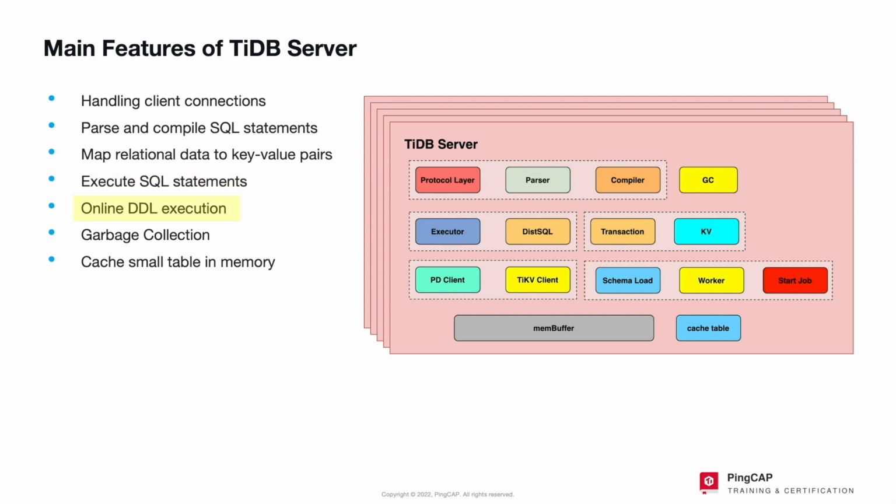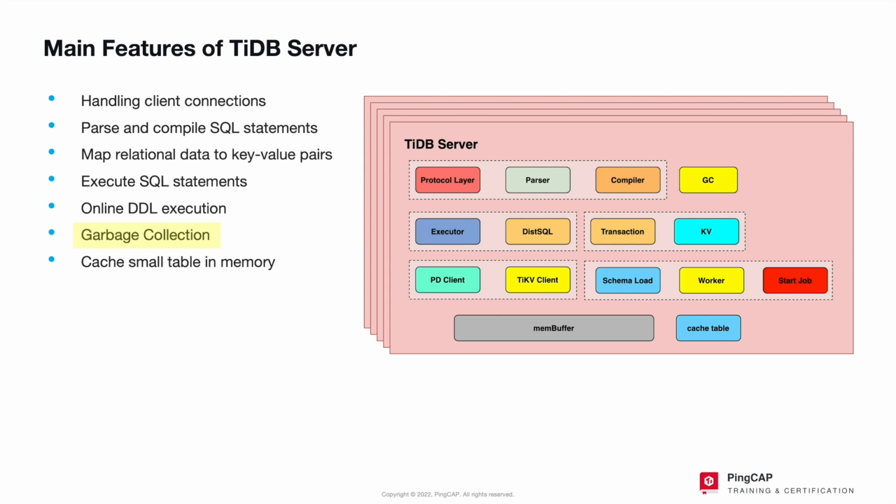5. Online DDL execution. Data definition language, DDL, operations do not lock tables. The work is performed by the schema load module, worker module, and the start job module. 6. Garbage collection. The garbage collection background module is responsible for recovering old versions of data that have expired. We will cover this in detail in the TiKV module.